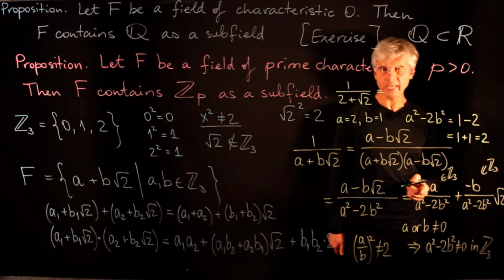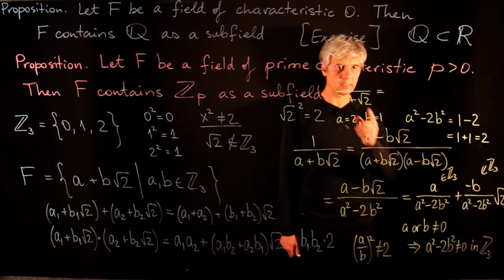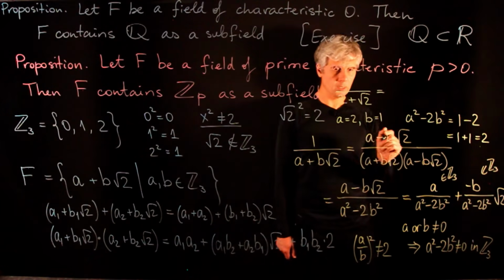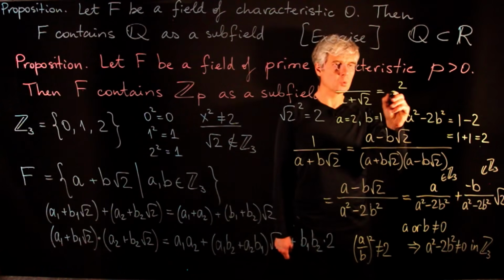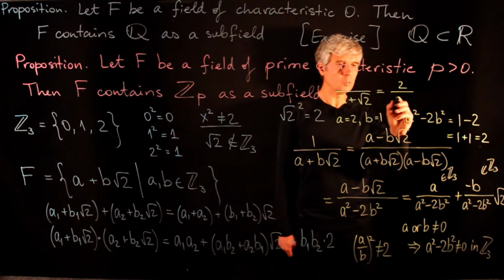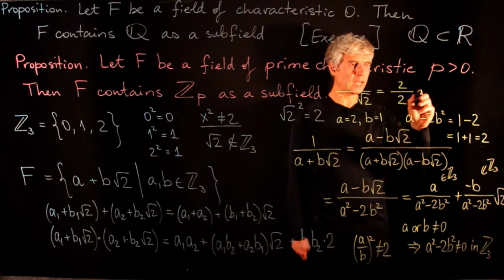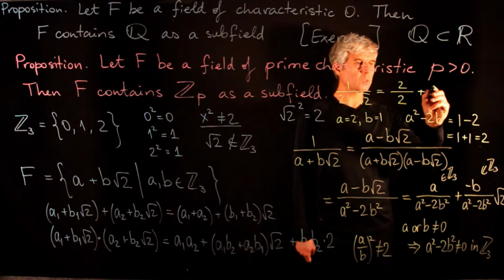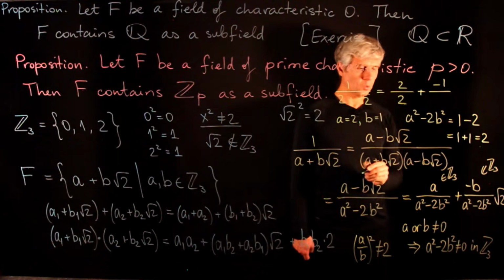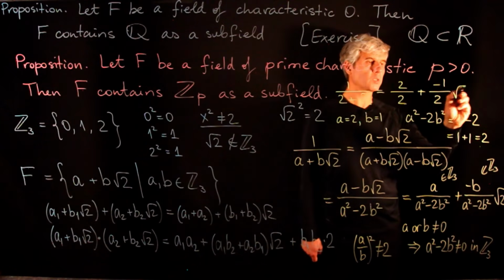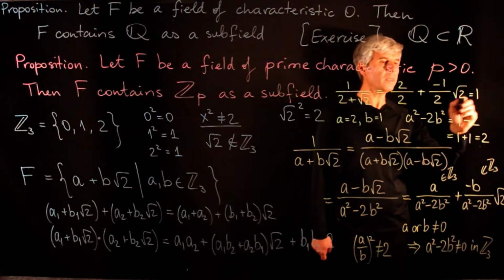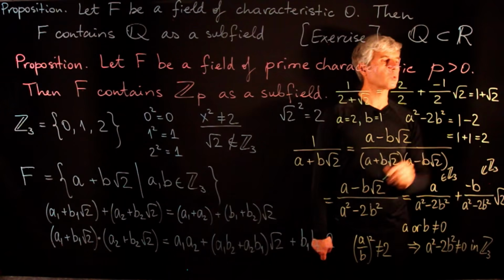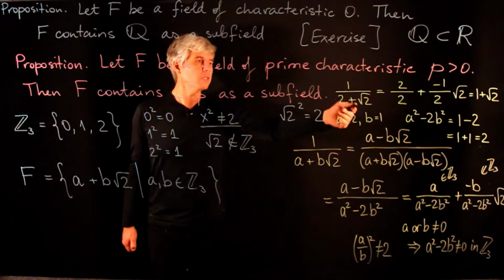So what we get is that this is going to be a, which is 2. So it's 2 over 2 plus negative b, so it's minus 1 over 2 times square root of 2, right? So 2 over 2, this is 1, and minus 1 over 2 is equal to 2, so this is 1 plus square root of 2. And we can even check, right?